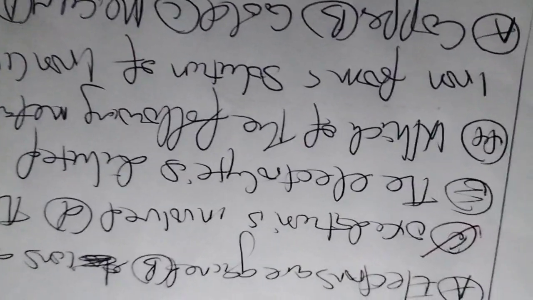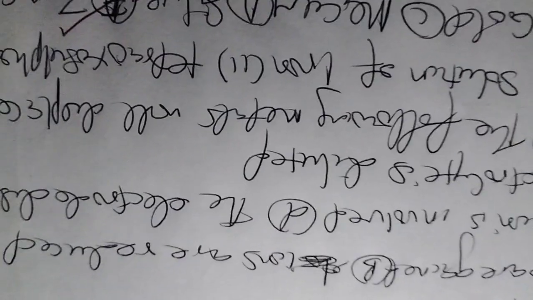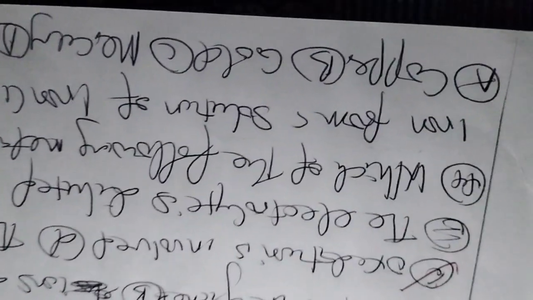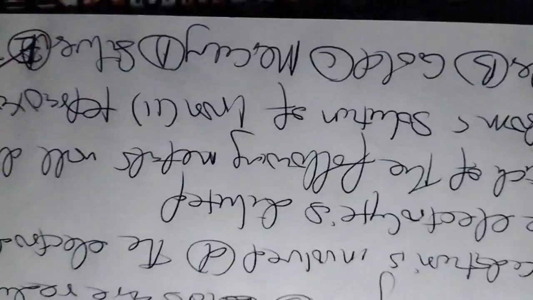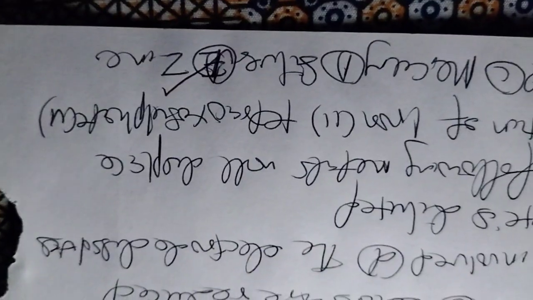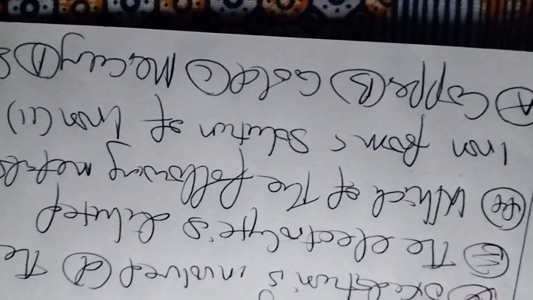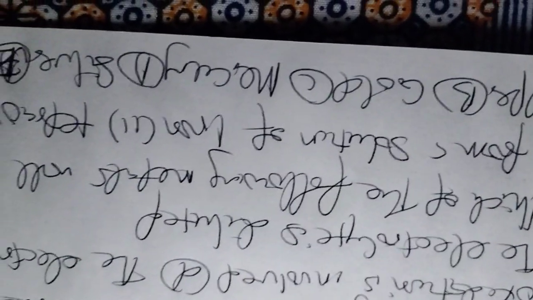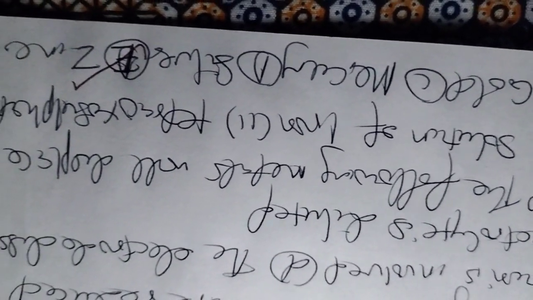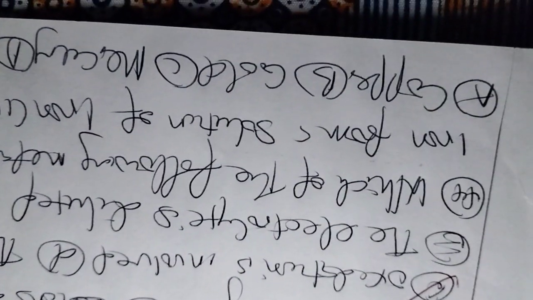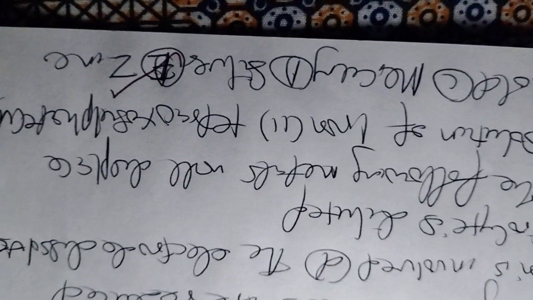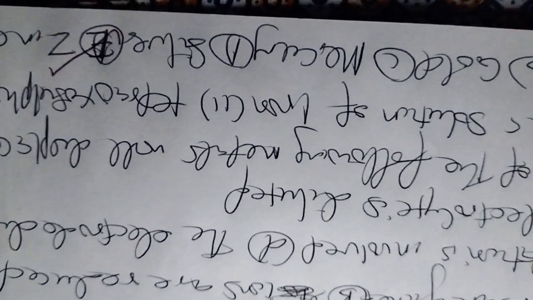Number 44. Which of the following metals will displace iron from a solution of iron(II) salt? Option A, copper, B, gold, C, mercury, D, silver, and E, zinc. The answer to number 44 is zinc, because zinc is more electropositive than iron, so it can displace iron from its solution.